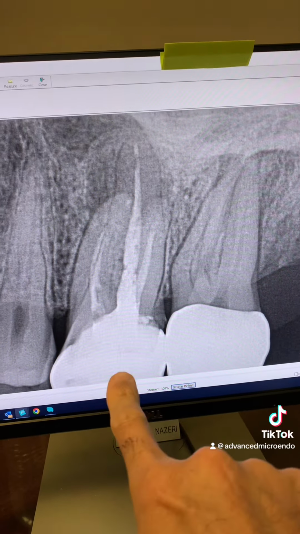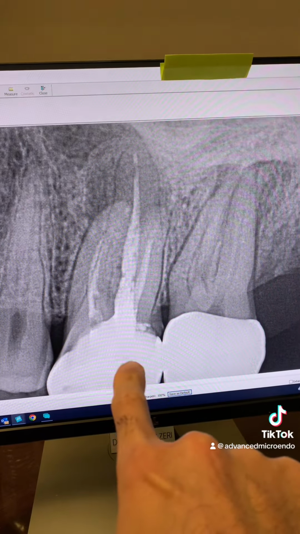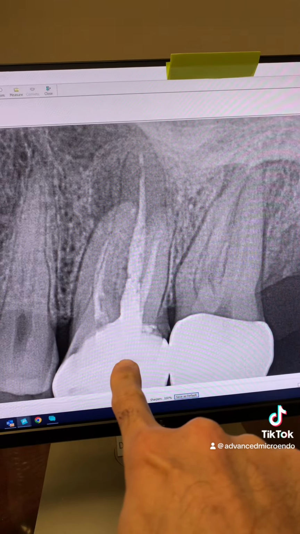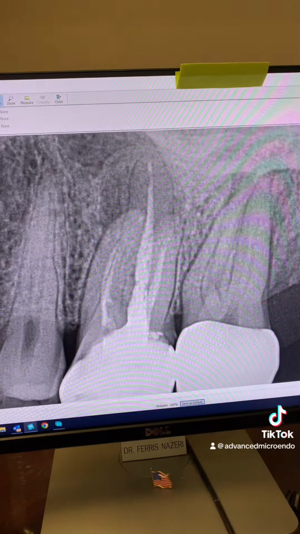So take a look here. Let's look at tooth number 14. You can see these were stainless steel crowns. Actually, this one was a stainless steel crown. The other one, I believe, was a porcelain crown. I'll show you the pictures.